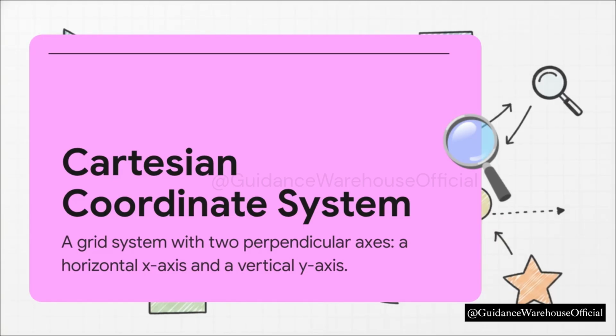Okay, so this is the foundation. It's really just a simple grid made from two lines that cross each other at a right angle. The one that goes side to side, that's the x-axis. The one that goes up and down, that's the y-axis. And that spot right in the middle where they cross, that's our universal starting point. We call it the origin.